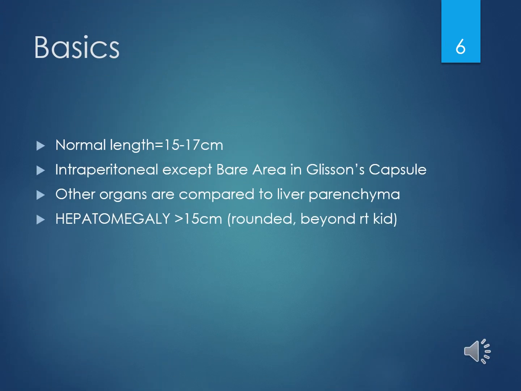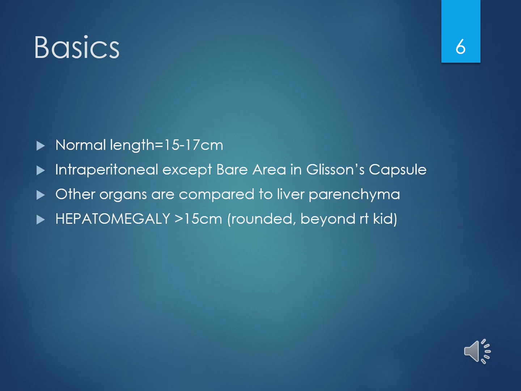All right, some basics. Normal length of the liver is about 15 to 17 centimeters. Anything bigger than the 15 centimeters is considered hepatomegaly. That doesn't make sense, right? Well, that measurement is the superior to inferior, which is cranial to caudal, and I'll show you that picture next. But you need to know hepatomegaly is anything greater than 15 centimeters. We'll also see additional signs of hepatomegaly, not just the length, right? It's going to extend beyond the right kidney, and it's also going to have a more rounded contour to it.